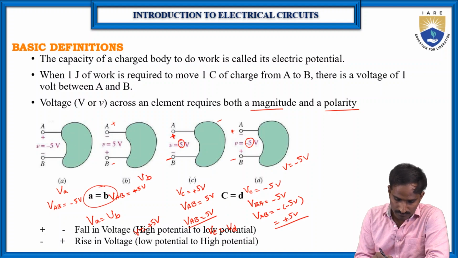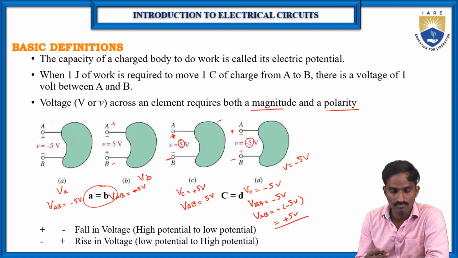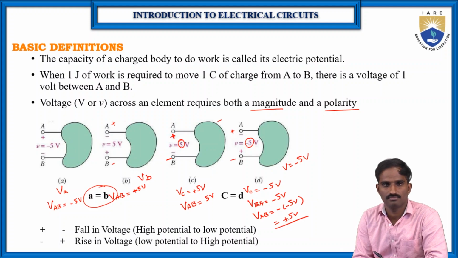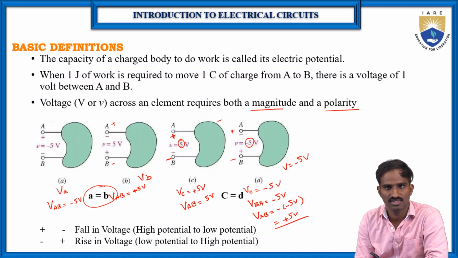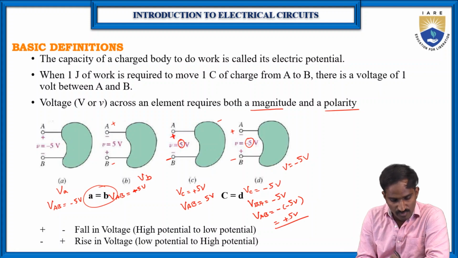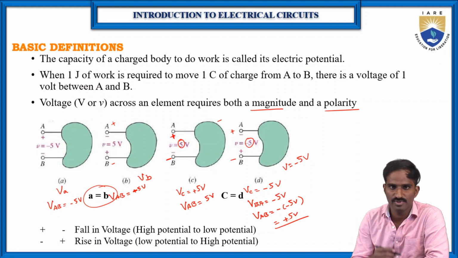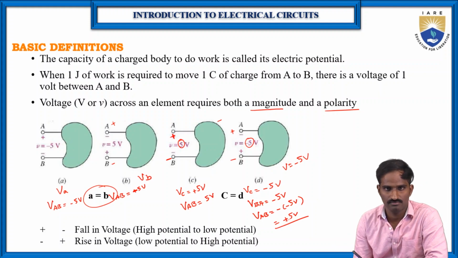And here, as you can see, there are two statements. If the voltage is from plus to minus, which is nothing but a fall in voltage, so high potential to low potential. The potential difference between these two points is nothing but the voltage. So plus to minus is a fall in voltage, and if it is minus to plus, then it is a rise in voltage, which means from low potential to high potential.